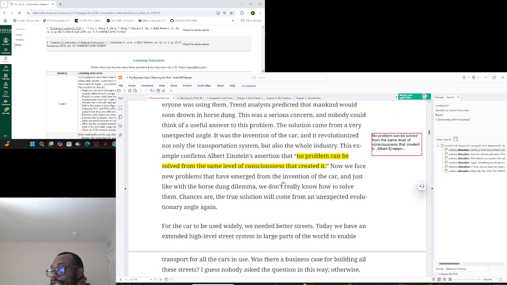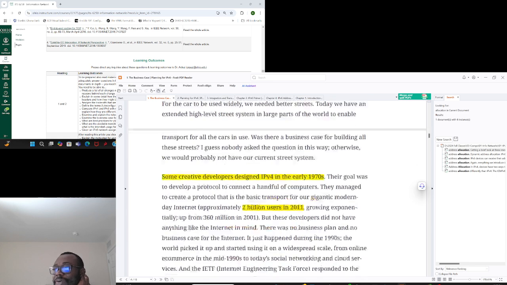I think there's something funny here that Einstein said: no problem can be solved from the same level of consciousness that created it. So in other words, for us to solve the problem of IPv4, we cannot sit in IPv4 and solve that problem. We need to sit outside IPv4, which is IPv6, to create. And I fully agree with him that no problem can be solved from the same level of consciousness that created it. That's interesting. All right.